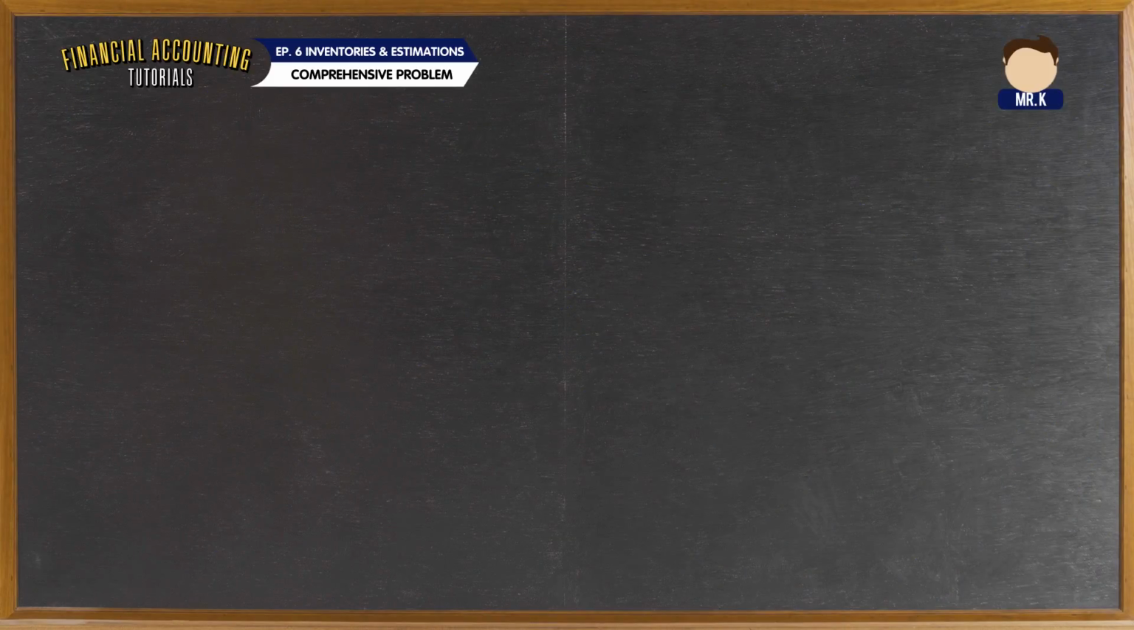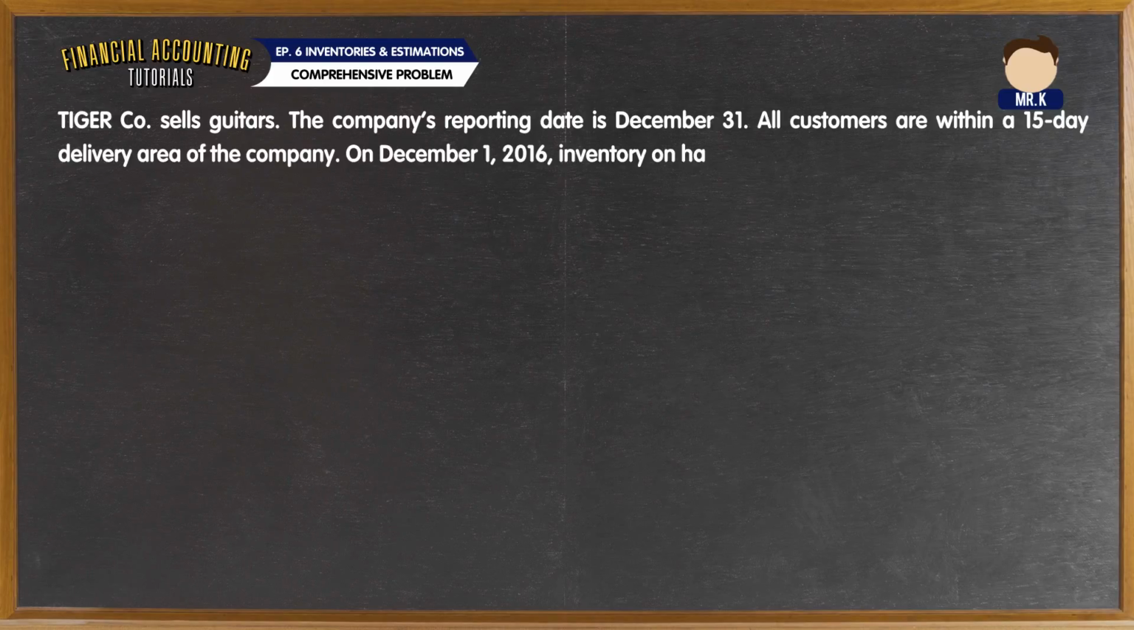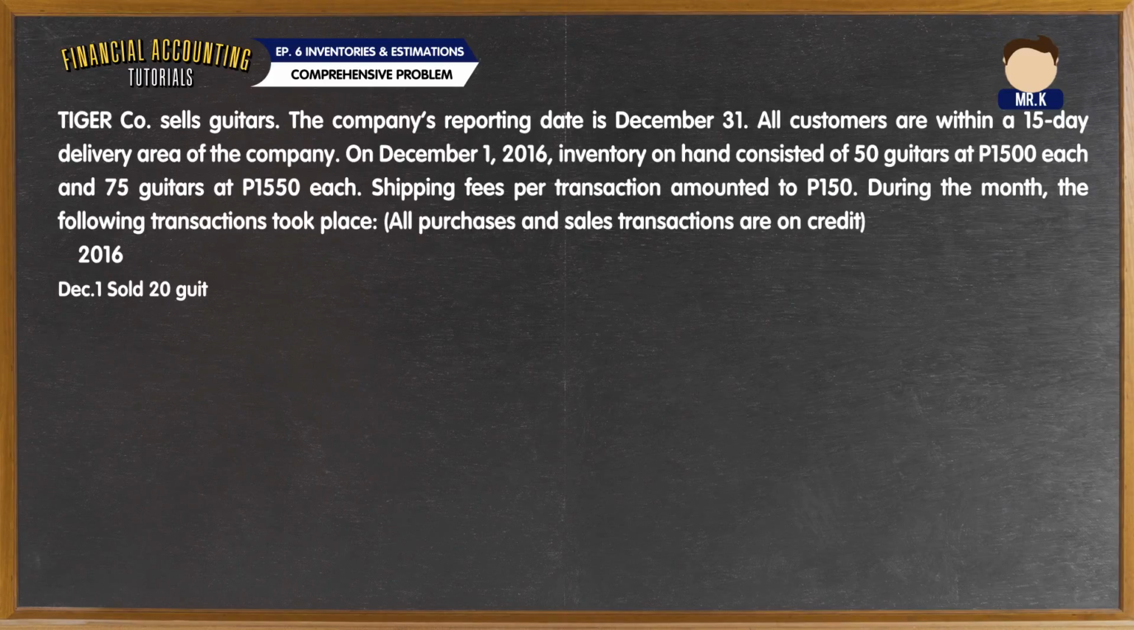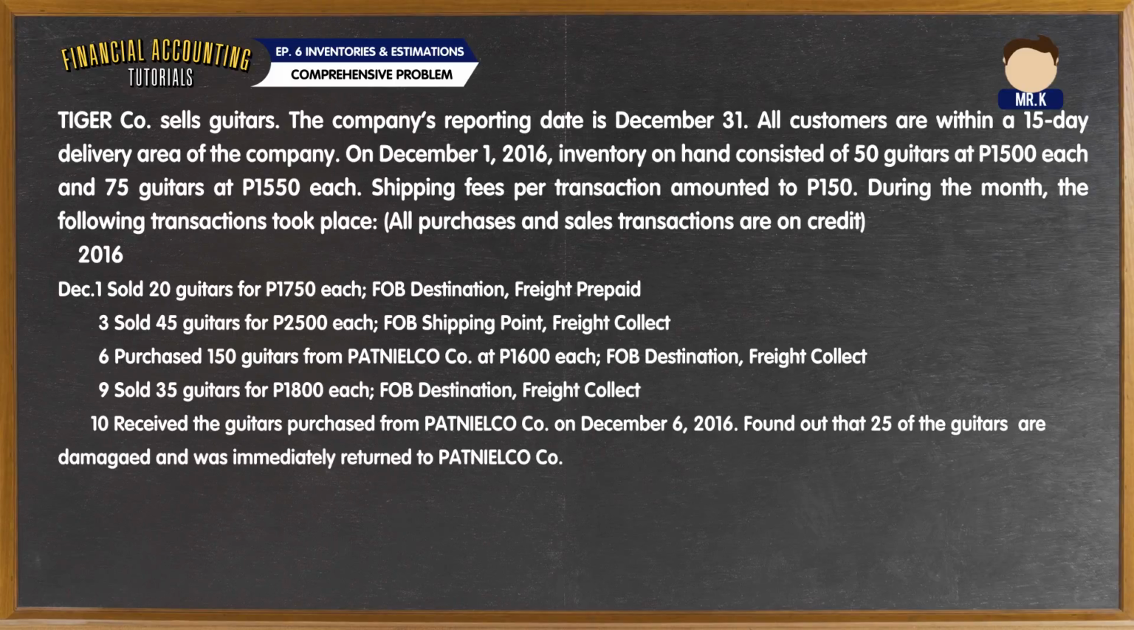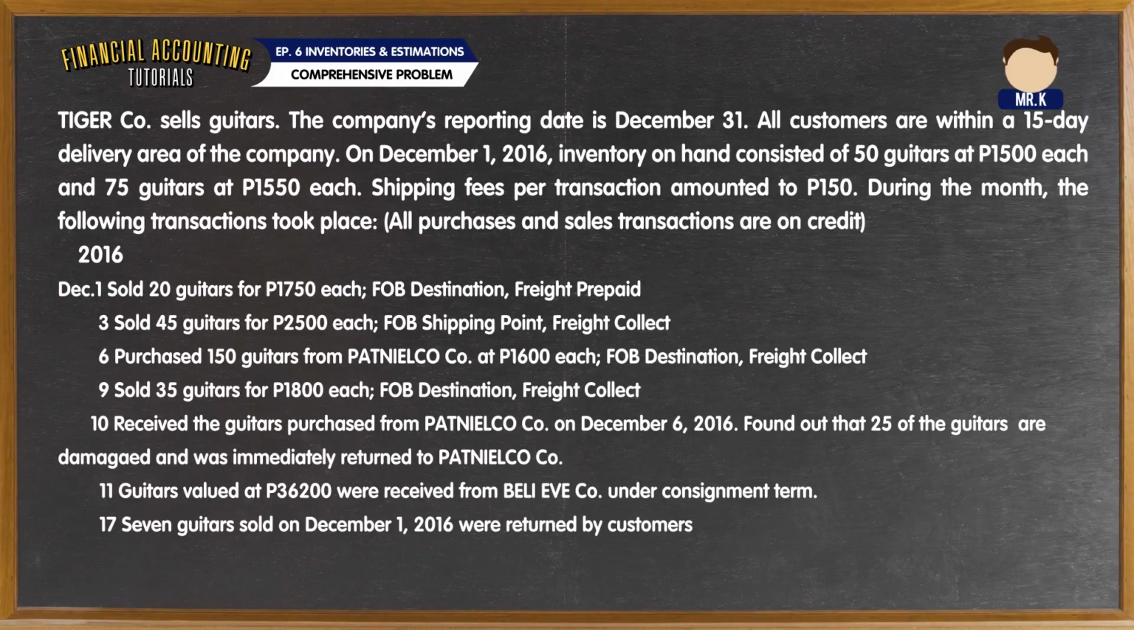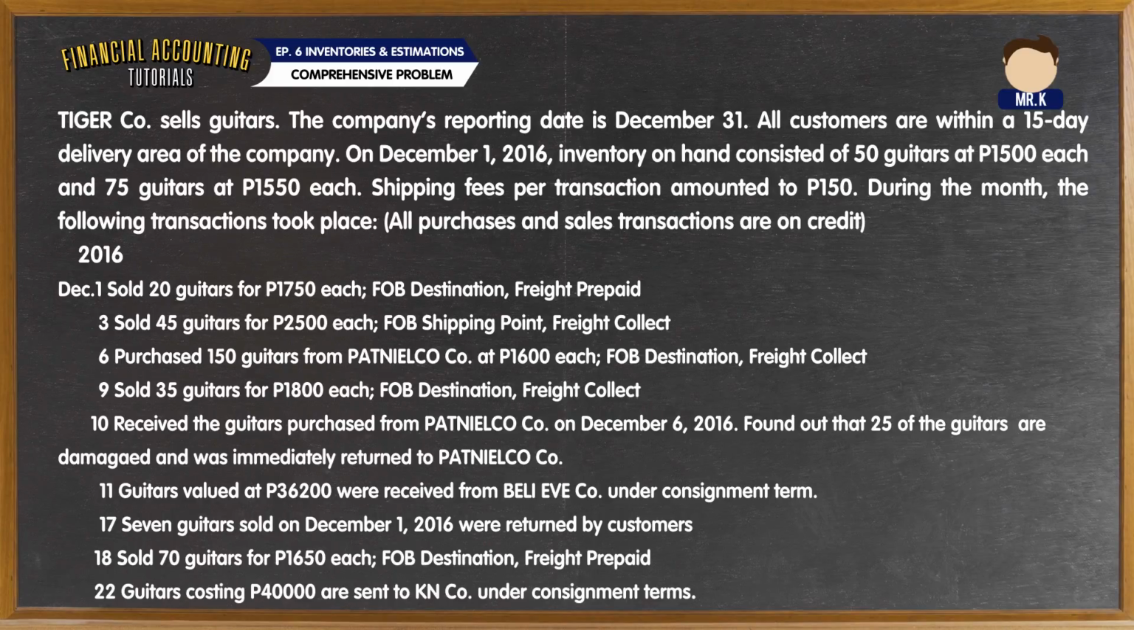Comprehensive problem for inventories. Tiger Company sells guitars. The company's reporting date is December 31. All customers are within a 15-day delivery area of the company. On December 1, 2016, inventory on hand consisted of 50 guitars at 1,500 pesos each and 75 guitars at 1,550 pesos each. Shipping fees per transaction amounted to 150 pesos.